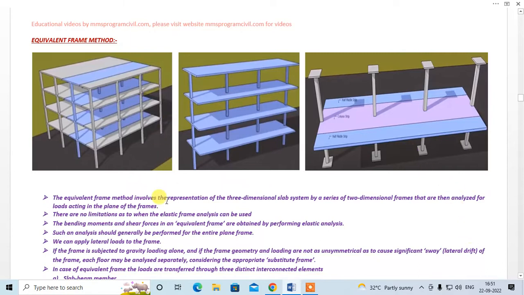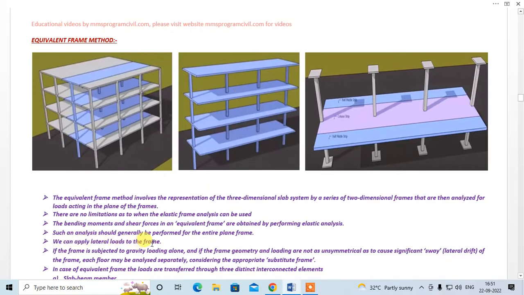So this is one frame which I have shown over here. Okay, fine. There are no limitations as to when the elastic frame analysis can be used. In this equivalent frame method, there is no limitation. Okay, you can apply any type of loading, and you can do the perfect elastic analysis. The bending moment and shear force in an equivalent frame are obtained by performing elastic analysis. Such an analysis should generally be performed for the entire plane frame. You should perform the analysis for the entire plane frame, right?